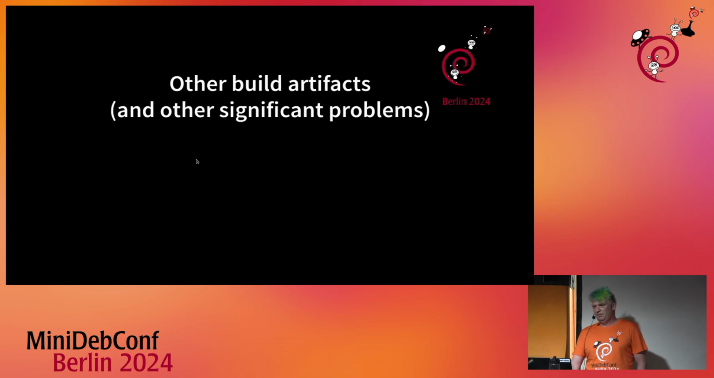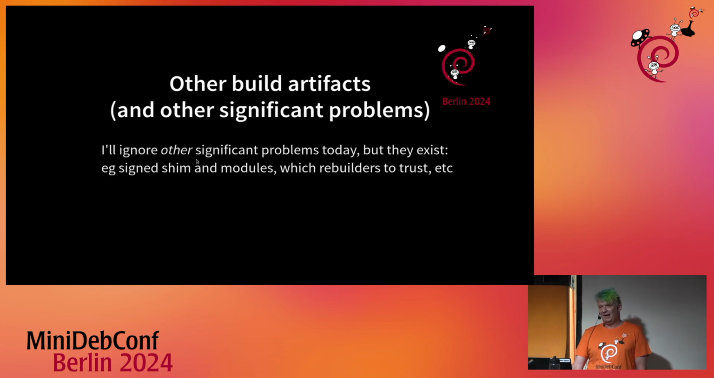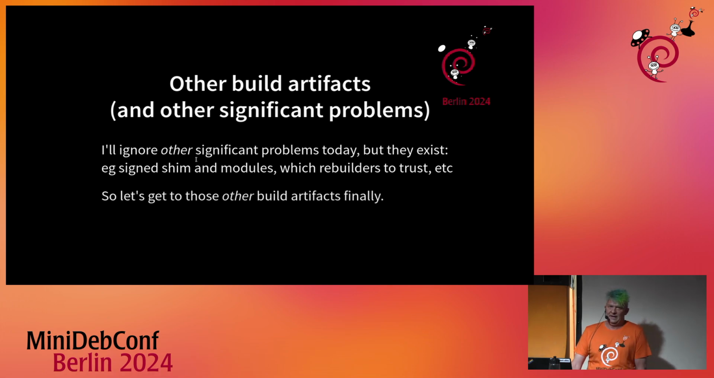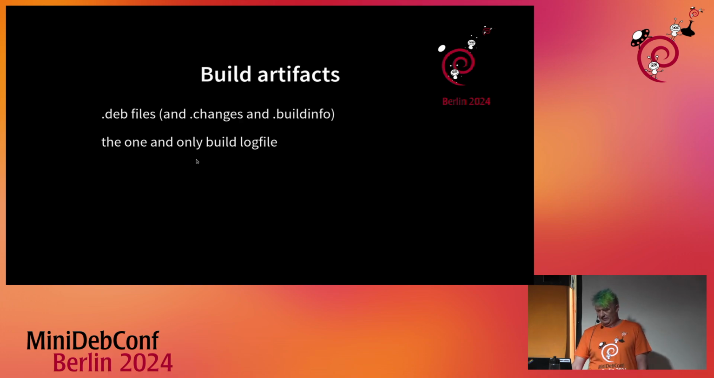So, other build artifacts, that's why you are all here. And other significant problems. I'll ignore other significant problems today, but they exist. Signed shim and modules, which rebuilders to trust. There are still other issues for reproducible builds. But let's get to these other build artifacts finally.